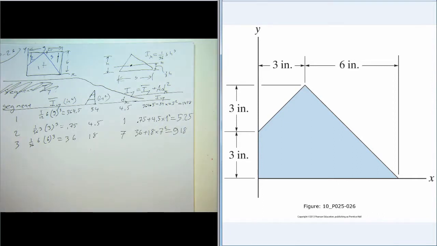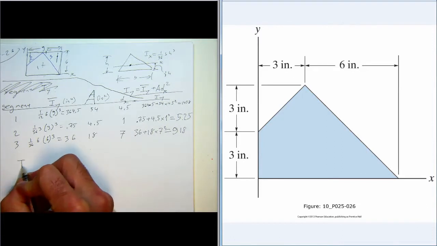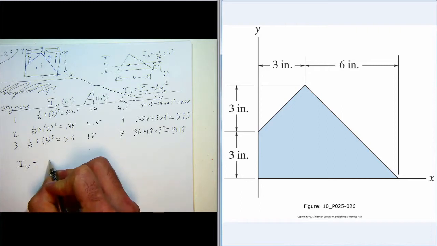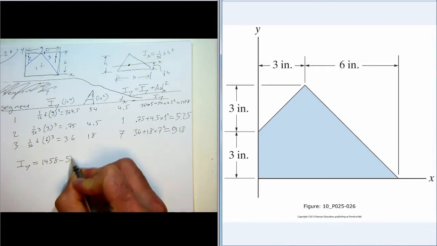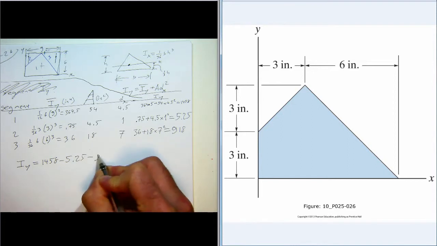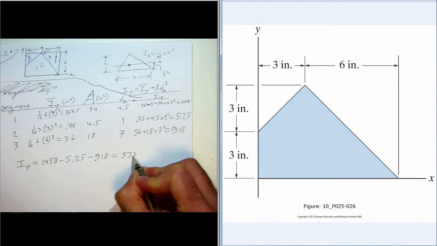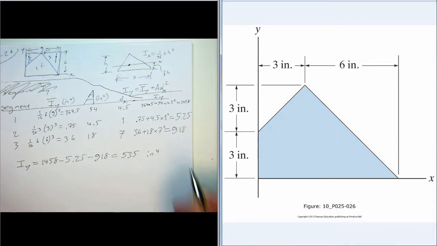Okay, now we come to our summation, but the important thing to remember is that these are voids, so they're negative. So the moment of inertia of the composite body is 1458 minus 5.25 minus 918, and that is 535. That's inches to the 4th.